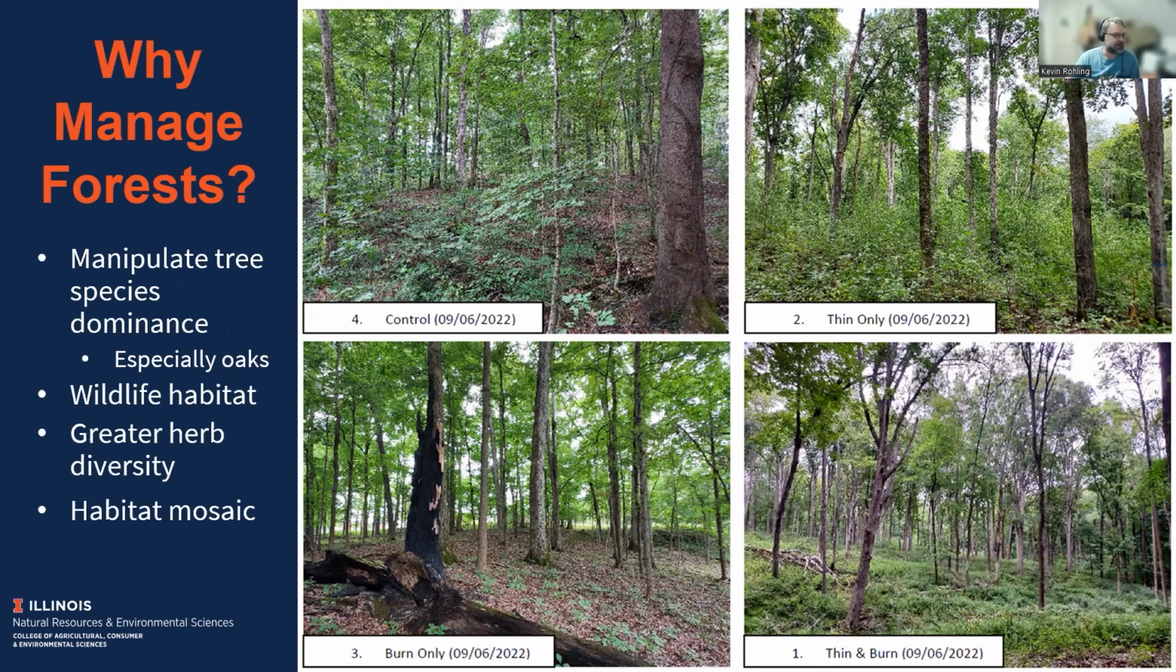stands. So in a lot of cases, we are trying to manage for oak specifically. So oak species need more sunlight generally than most other of our deciduous trees in this region. So we're oftentimes using tree thinning, harvest, and fire to open up the canopy so that oaks can regenerate in the understory.